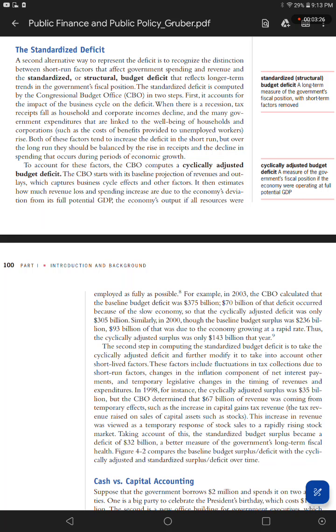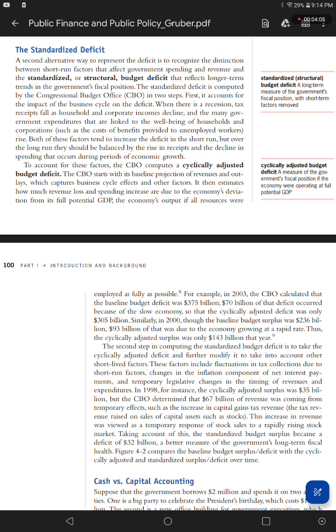In 1998, for instance, the cyclically adjusted surplus was $35 billion, but the Congressional Budget Office determined that $67 billion of revenue was coming from temporary effects, such as the increase in capital gains tax revenue, the tax revenue raised on sales of capital assets such as stocks. This increase in revenue was viewed as a temporary response of stock sales to a rapidly rising stock market. Taking account of this, the standardized budget surplus became a deficit of $32 billion.